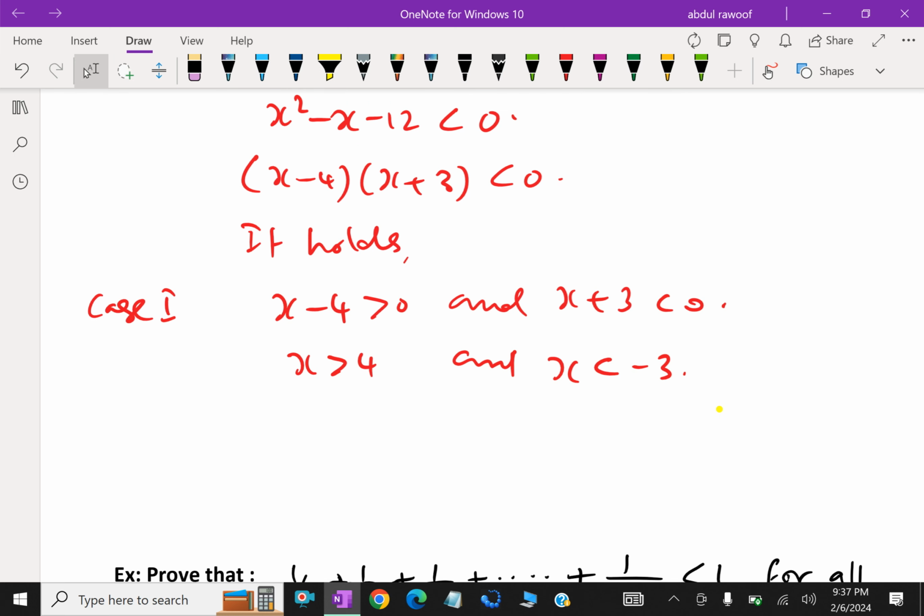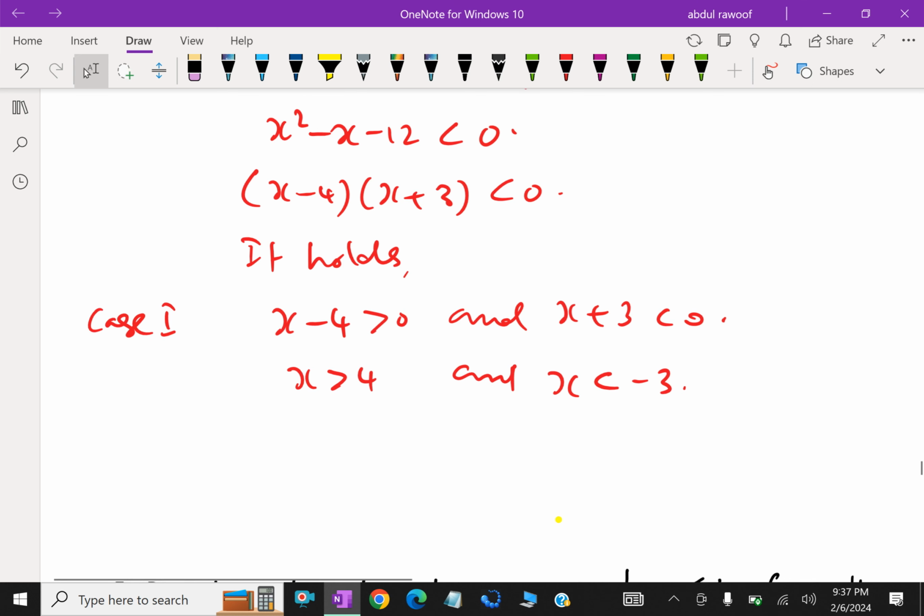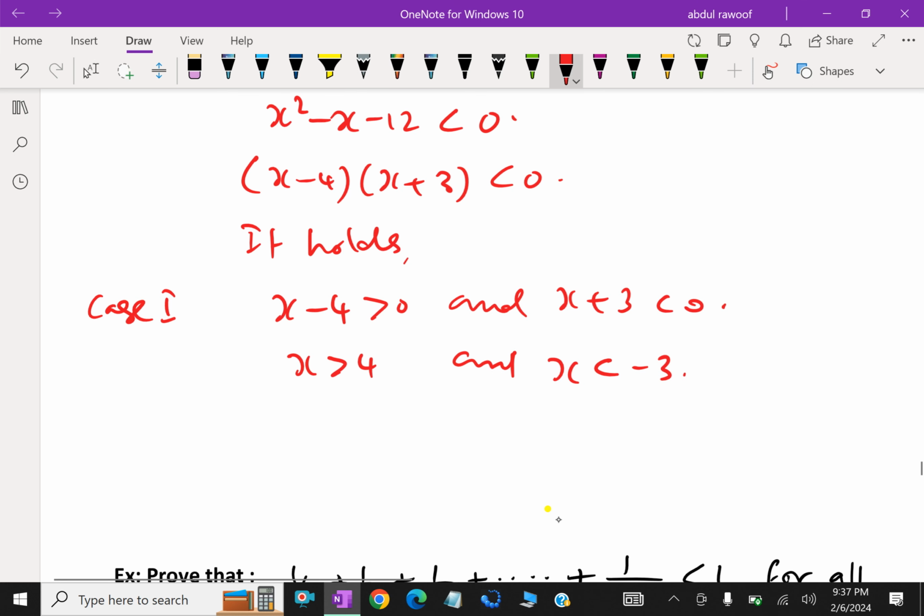This is impossible since x cannot be both greater than 4 and less than minus 3 at the same time.